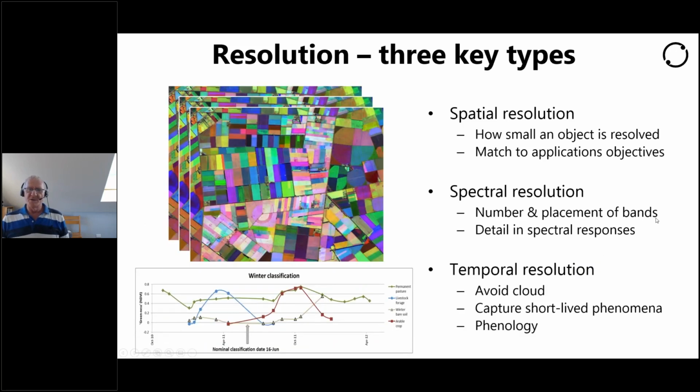The final type of resolution I want to talk about is temporal resolution, and this is the concept of how often you can look at the same point on the Earth from an instrument or maybe an identical set of instruments. Why do we want to do this? Well, obviously it helps us avoid any data dropouts due to cloud or other problems, but it also helps us capture short-lived phenomena. So if we have a flooding event or perhaps an oil spill, then having high temporal resolution is going to help us capture those phenomena.